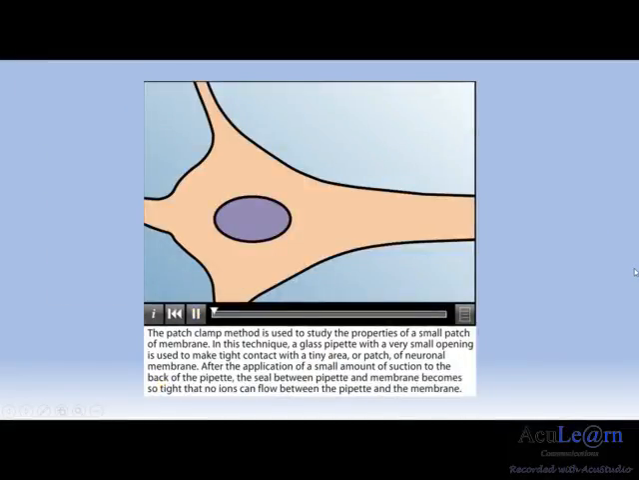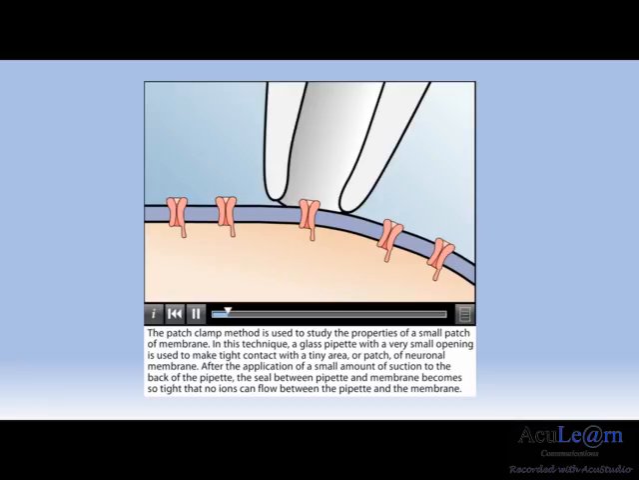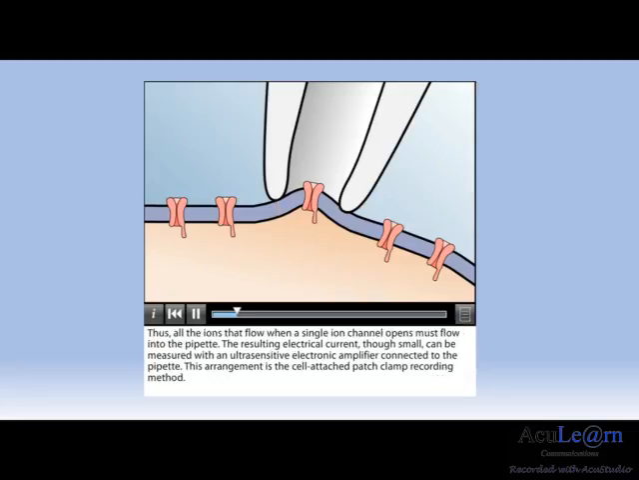The patch clamp method is used to study the properties of a small patch of membrane. In this technique, a glass pipette with a very small opening is used to make tight contact with a tiny area or patch of neuronal membrane. After the application of a small amount of suction to the back of the pipette, the seal between pipette and membrane becomes so tight that no ions can flow between the pipette and the membrane. Thus, all the ions that flow when a single ion channel opens must flow into the pipette.